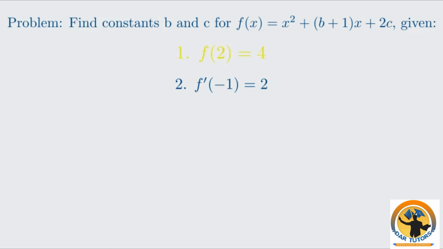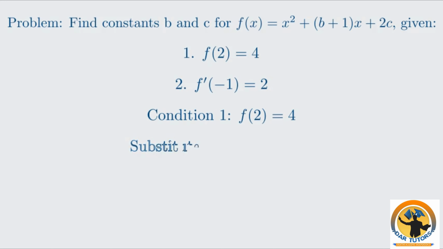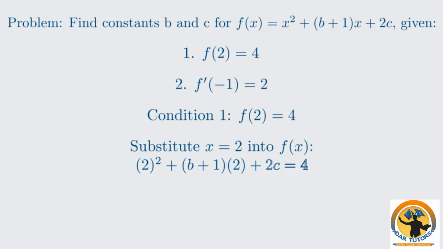Let's start with the first condition, f of 2 equals 4. This means that when x is 2, the function's value is 4. We substitute x equals 2 into the original function. This gives us 2 squared plus the quantity b plus 1 times 2 plus 2c, all equal to 4. Simplifying this equation, we get 4 plus 2b plus 2 plus 2c equals 4.